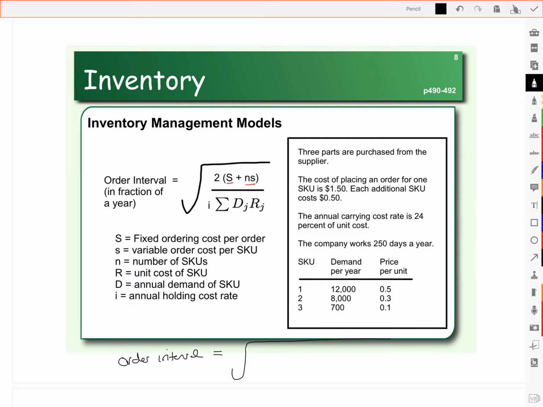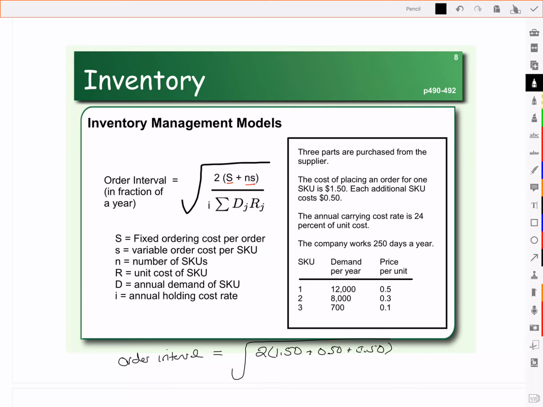So square root of 2 times, and this is where our ordering costs are. So in this case, it costs us $1.50 to place the first order, and then any additional items we order within that same order, that's going to cost an additional 50 cents. So in this case, the S plus NS is the $1.50 plus 50 cents for the second SKU plus 50 cents for the third SKU. So $1.50 plus 50 cents plus 50 cents.